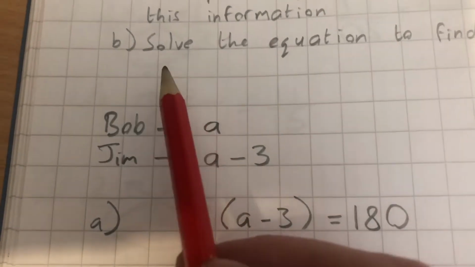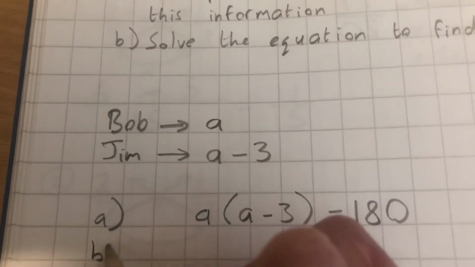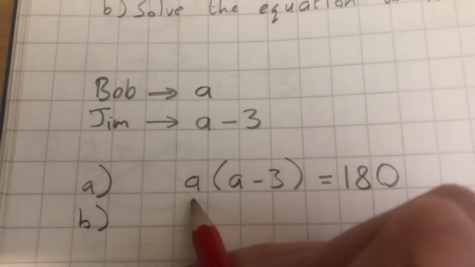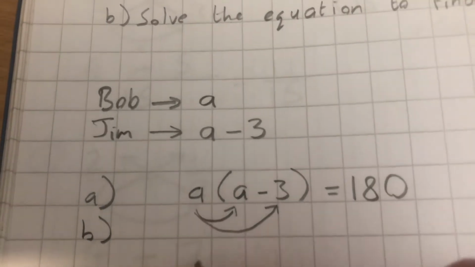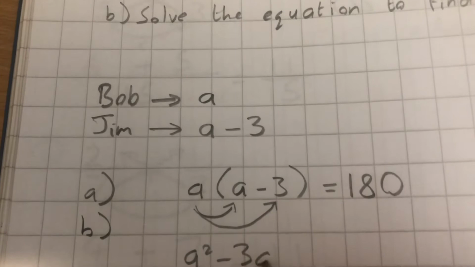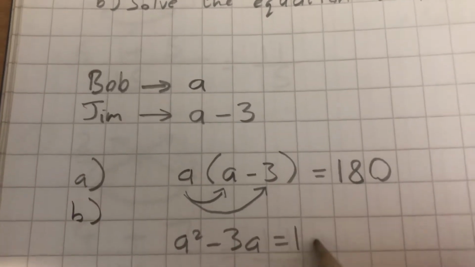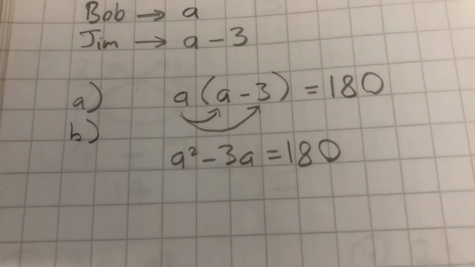because the second part is therefore asking us to solve the equation to find Bob's age. So the first thing we'll have to do is multiply out the brackets. So A times A is A squared. A times minus 3 is minus 3A, is equal to 180, and this is why it's important to have watched our videos involving quadratic equations and how to solve them.